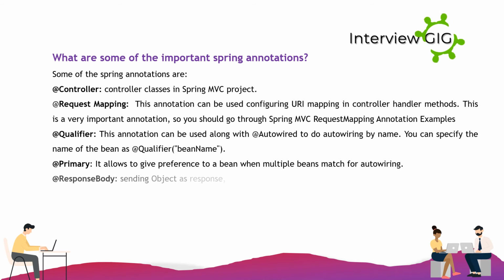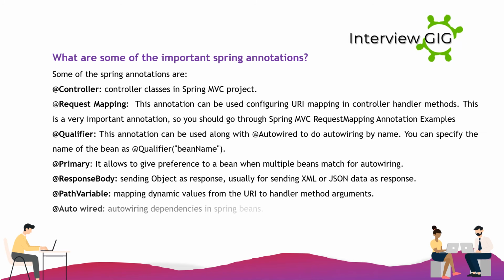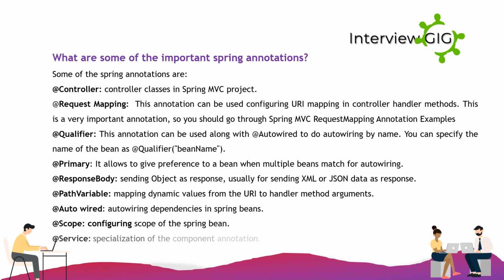@Primary allows you to give preference to a bean when multiple beans match for autowiring. @ResponseBody sends an object as the response, usually for sending XML or JSON data. @PathVariable maps dynamic values from the URL to handler method arguments. @Autowired autowires dependencies in Spring beans. @Scope configures the scope of the Spring bean.